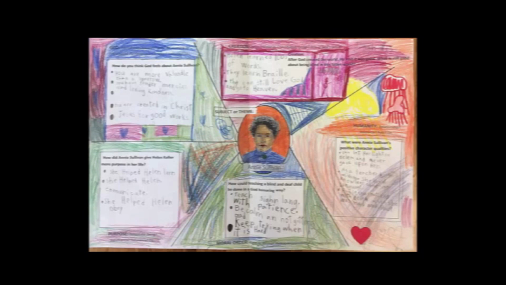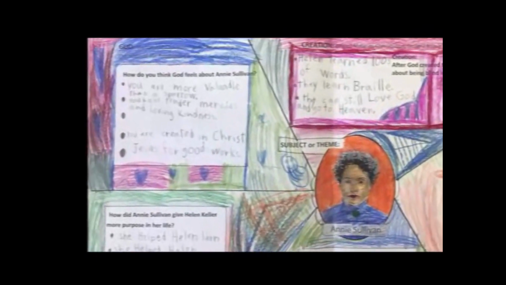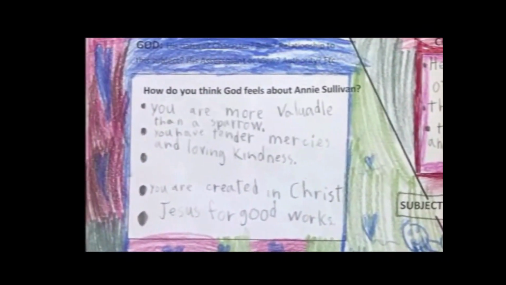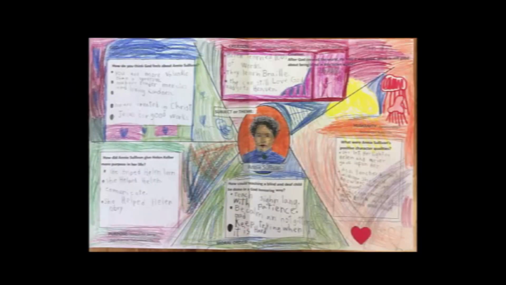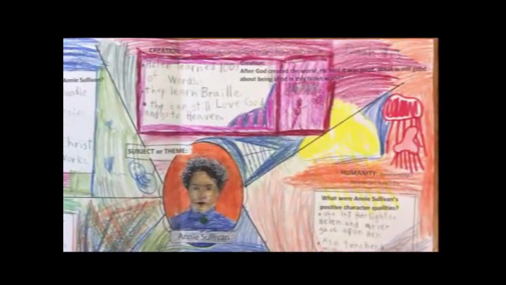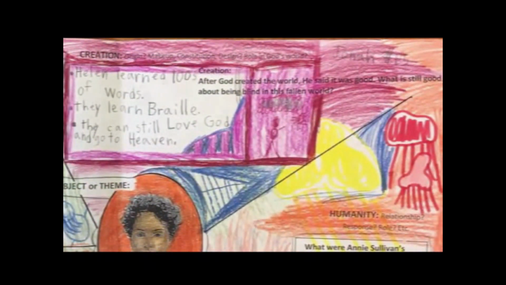So tell us what you picked for the God box, and let's walk around here. How do you think God feels about Annie Sullivan? Once again, I was using the questions for integration that were available for me. And I just looked through the questions, and that's the one I chose for this lesson. Yes, and the creation box, what did you put there? I had, after God created the world, he said it was good. What is still good about being blind in this fallen world? Wow. That's a remarkable question.